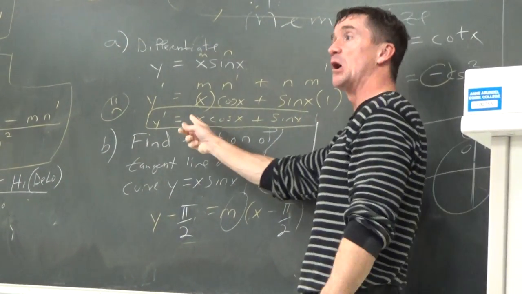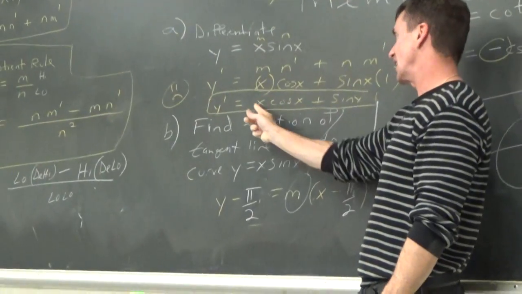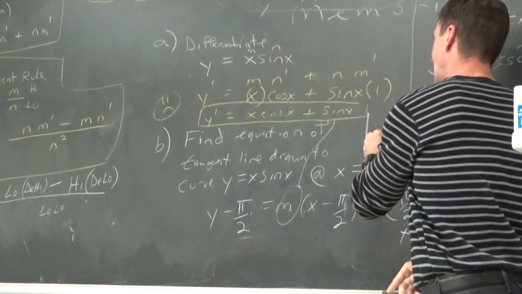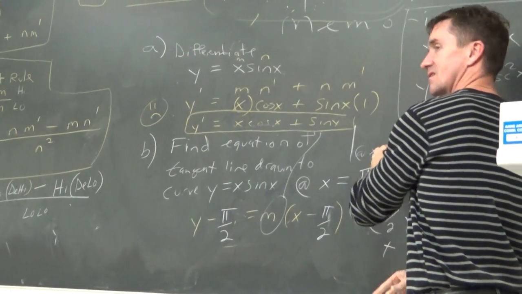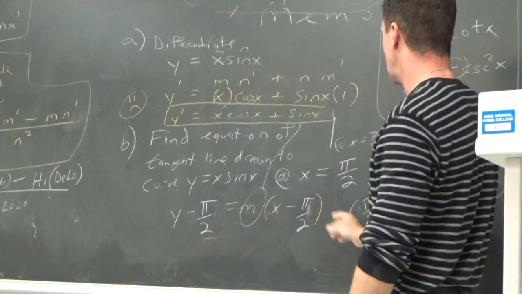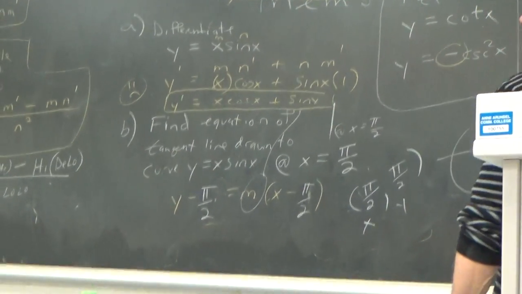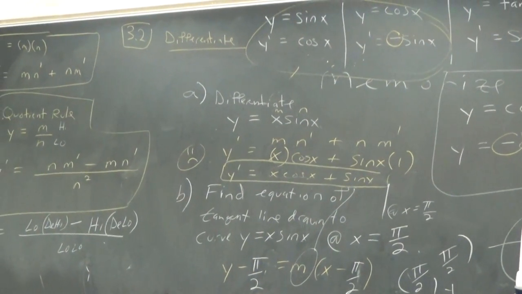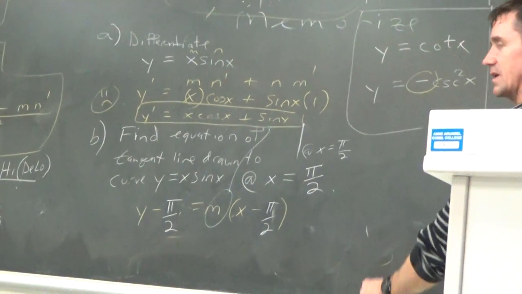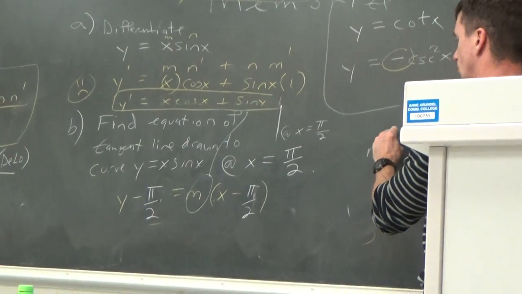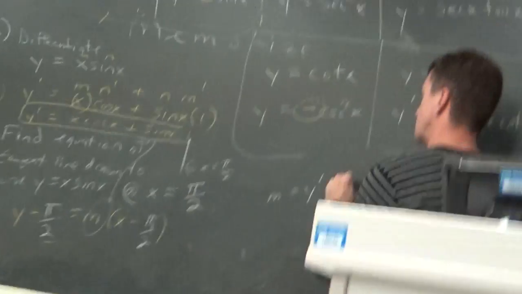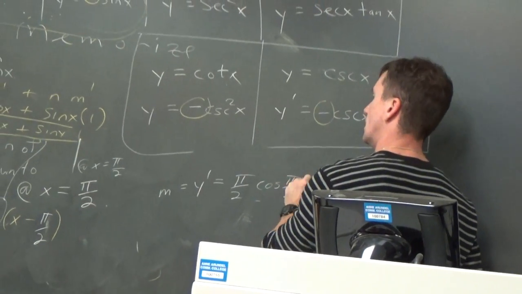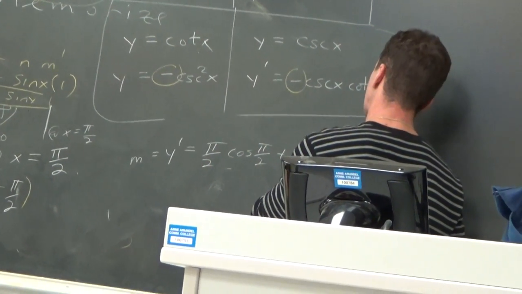So Josephine, here's the slope, right? At pi over 2. I'll take all this, and you'll evaluate it at x equal to pi over 2. So would you plug a pi over 2 through that whole thing? So you get pi over 2. We'll take a nice and slow one. M equals y prime equals pi over 2 times cos of pi over 2 plus sine of pi over 2.